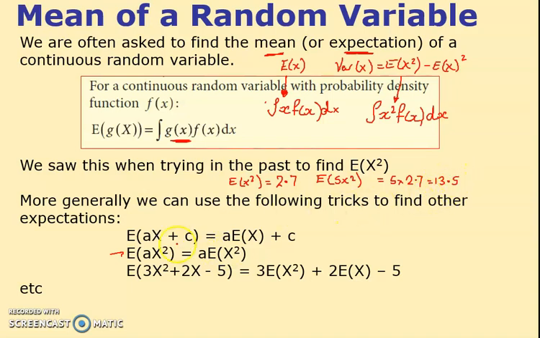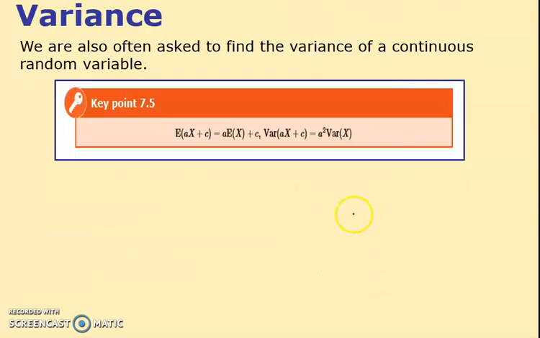So there you'll notice this one says E of ax plus c is a times E of x plus the c at the end. So you can just take the a out, and then the adding of c just makes it all bigger. Likewise, if I had E of some complicated 3x squared plus 2x minus 5, it's 3 of the E of x squareds, it's 2 of the E of x, minus 5. So using these tricks we can make things a bit quicker. Notice this trick works for E of ax plus c. That's what we just said.